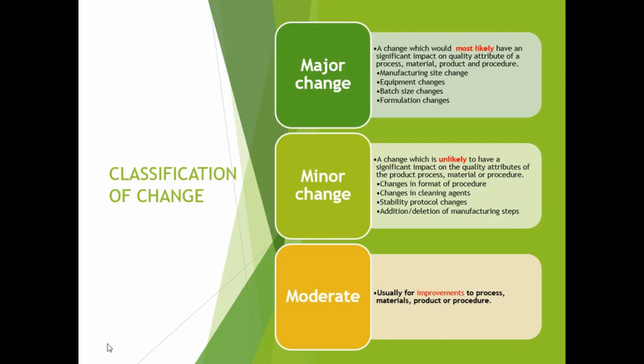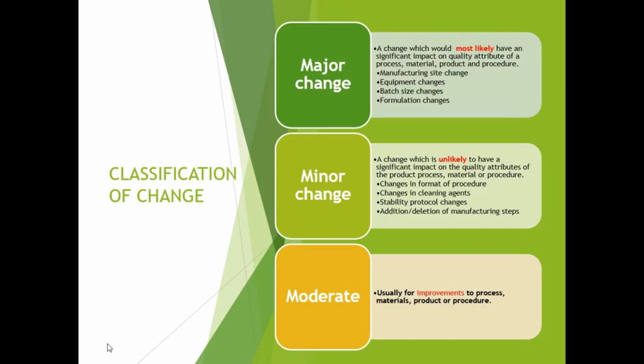So if we move on, we can talk a little bit more about the classification of changes, and there really are three different types of classifications. So the first is a major change, which is a change which is likely to have a significant impact on quality attributes of a process, material, a product, or a procedure. Major changes will be things like manufacturing site changes or formulation changes, changes in the process flow of a product, or even the introduction of a new product on site will have a major change control initiated for that.